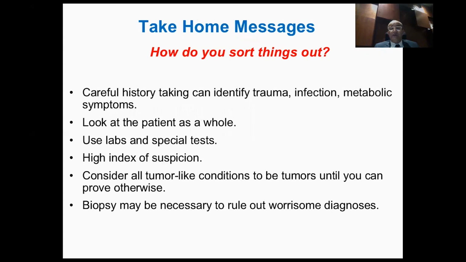So what is our take-home message? How do we sort things out? You have to have a careful history taking that identifies traumatic conditions, infections, metabolic symptoms, etc. You have to look at the patient as a whole, not just where he's complaining of. Use labs and special tests, have a high index of suspicion. Consider all tumor-like conditions to be tumor until you can prove otherwise. And whenever in doubt, don't hesitate to take a biopsy for establishing diagnoses.